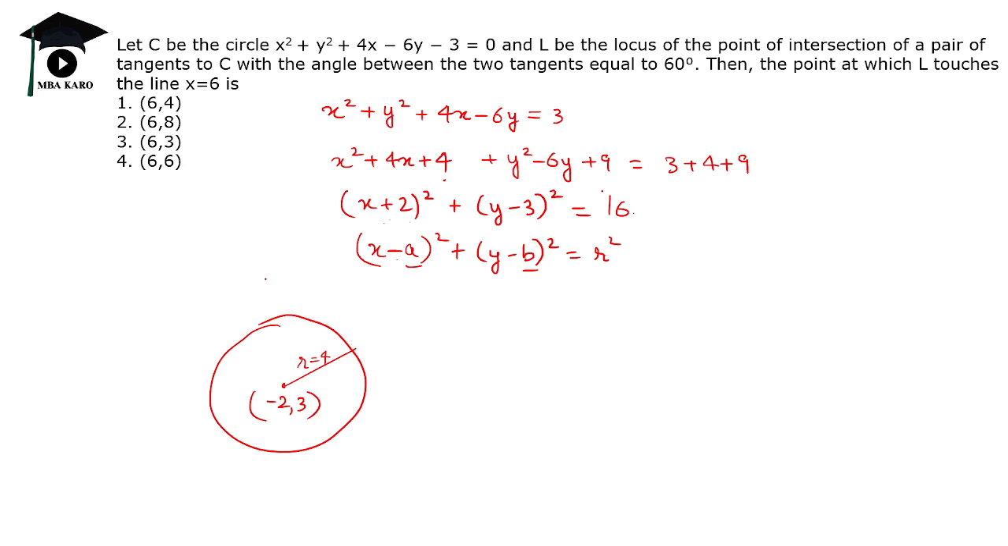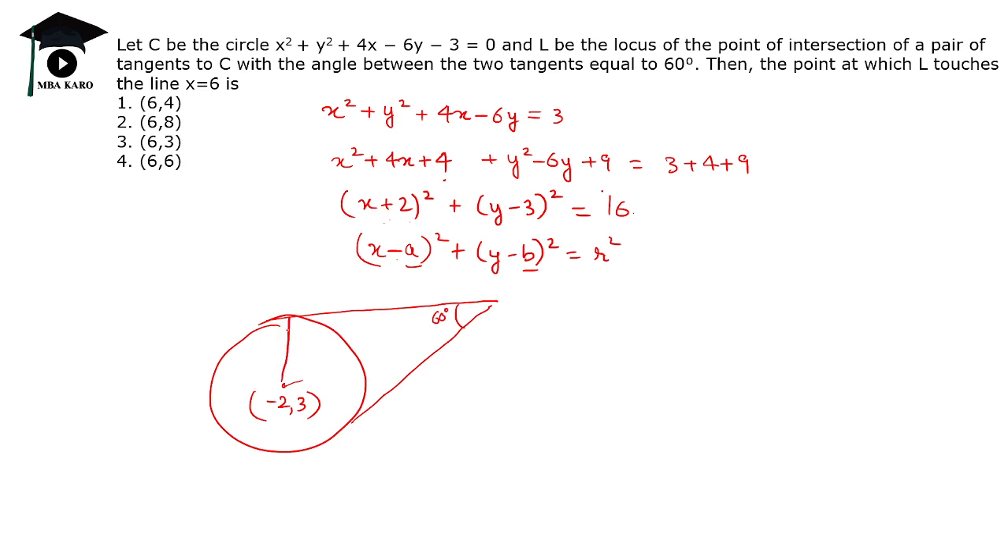Okay, now what we are doing is creating a tangent at 60 degrees, and that is a locus. Locus means a complete range of points. So this is a point, and we need to find L. L is the intersection of a pair of tangents to C with the angle between the two tangents being 60 degrees. So this angle is 60 degrees.